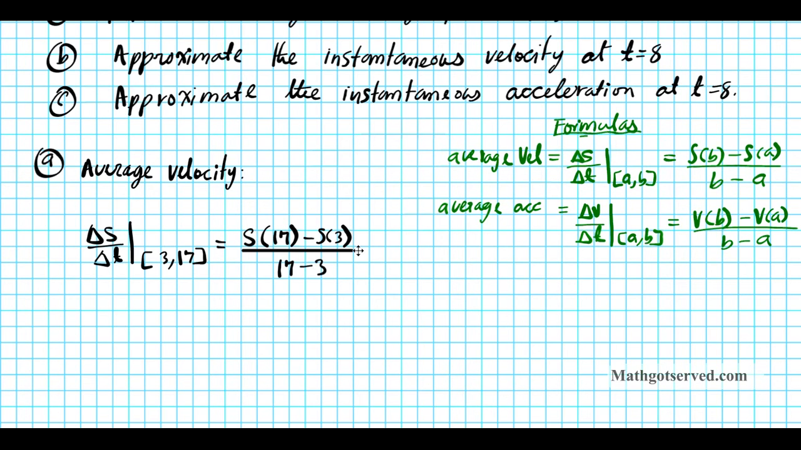Alright, so we just use our charts to figure this out. So if we look at our chart, s of 17 is 26, minus s of 3 is 6, over 17 minus 3 is 14. If we reduce this, we're going to have 20 over 14. We'll divide top and bottom by 2. We'll have 10 over 7 as our average velocity. It's going to be 10 over 7 feet per second. Okay, so do not forget to include your units in your final answer. So 10 over 7 feet per second.